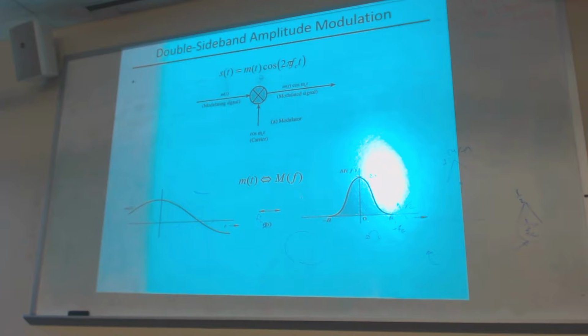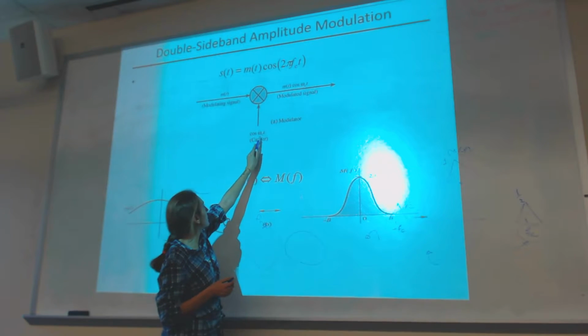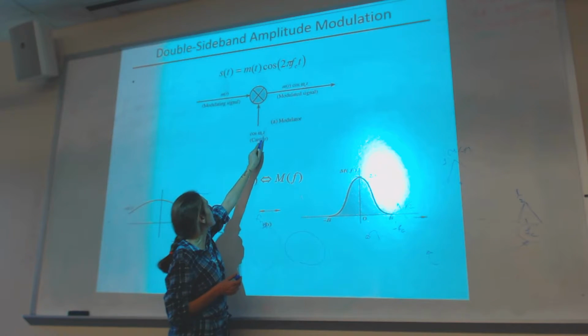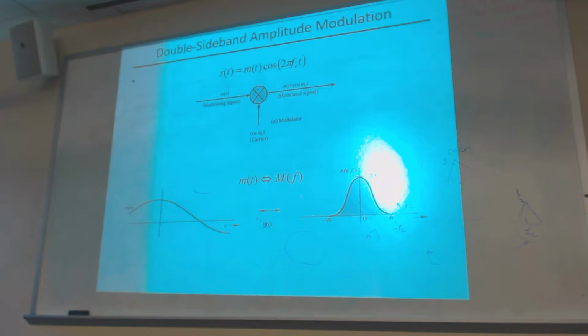So now back to AM, my message appears on the amplitude and 2 times cosine. So this is like a block diagram. This is my modulating signal. By the way, my message is called a modulating signal. Again, this cosine omega c t or 2 pi f c t, this is the carrier frequency, and then the output is the modulated signal. Modulating signal, modulated.